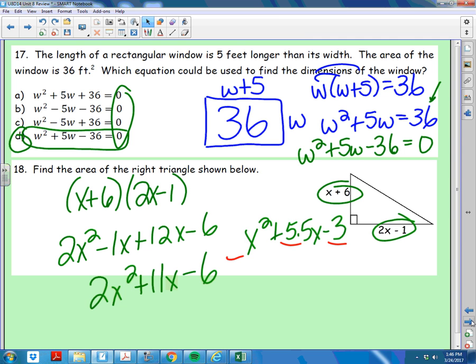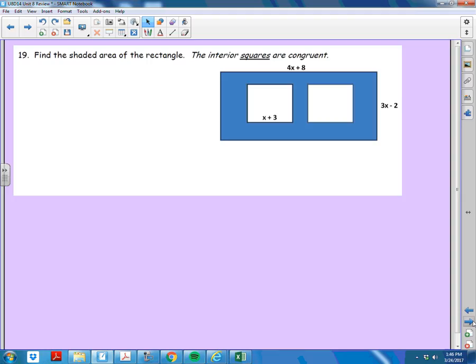Logan, what was your question? That's it. Okay. Number 19, almost done. Number 19 is 10x squared plus 4x minus 34. Any questions on that one? Follow the key and see if you can figure out where that happened.